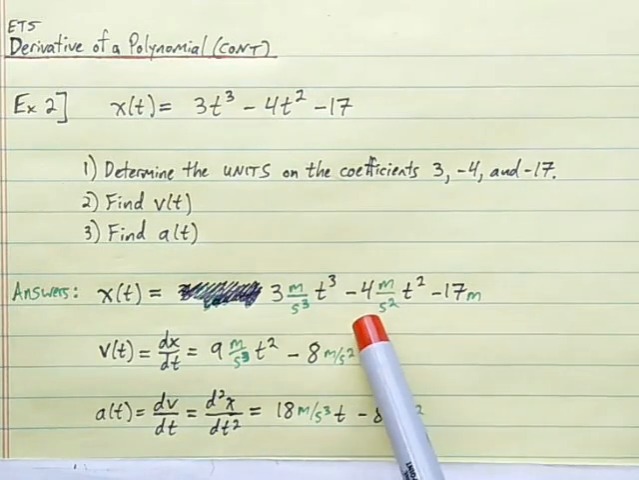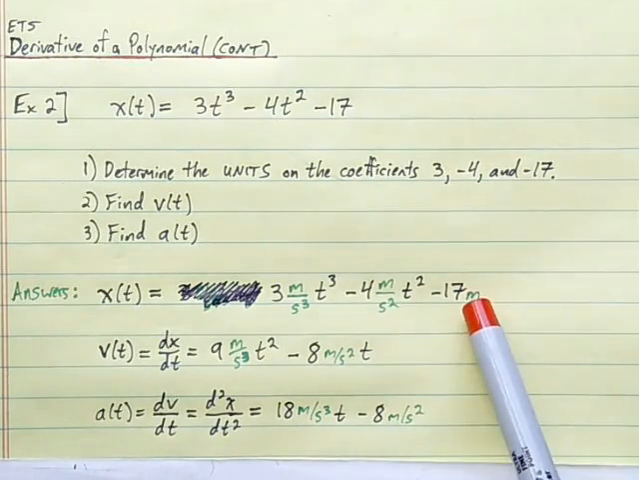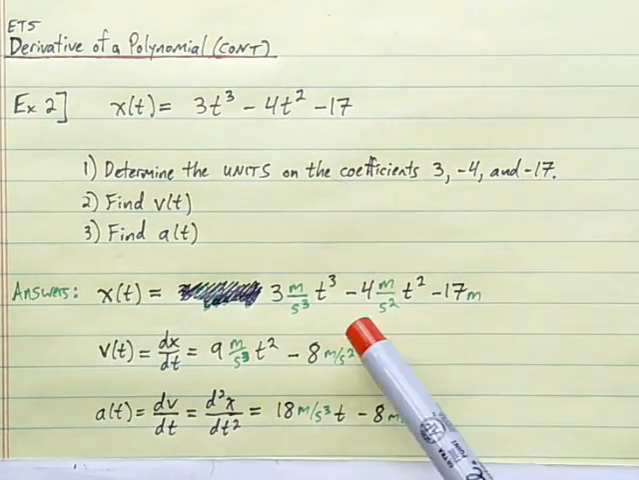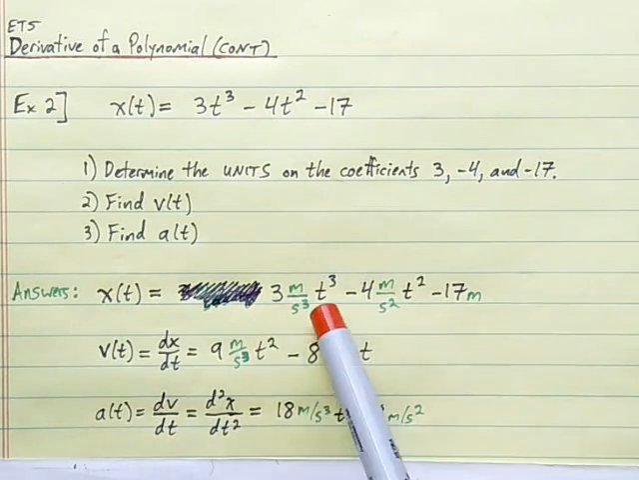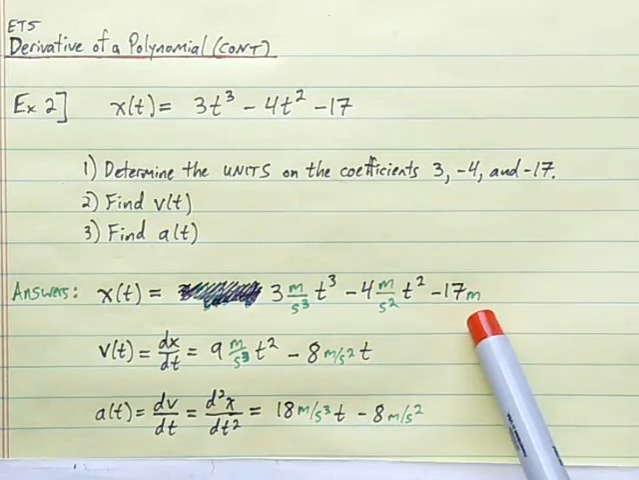Likewise, on the 4, it should be meters per second squared. So seconds squared cancels with seconds squared, leaving meters. So meters, meters, and meters all match. Then, taking our derivatives, the derivative of 3t cubed should be 9t squared. The negative 4t squared becomes negative 8t, and the constant term, negative 17, disappears.